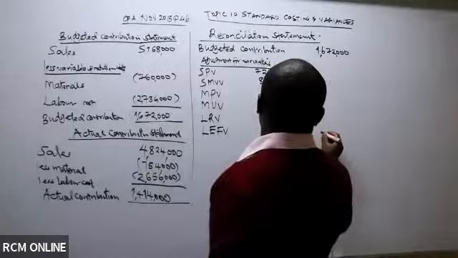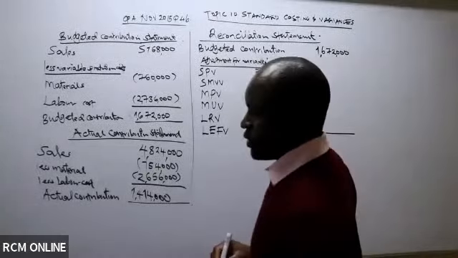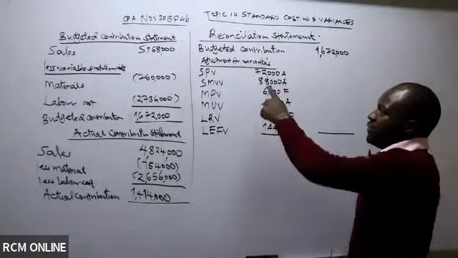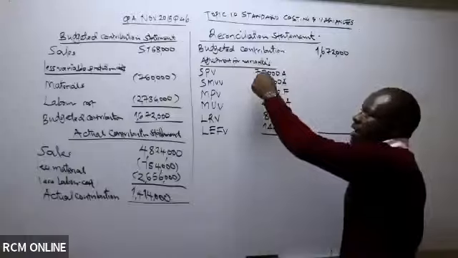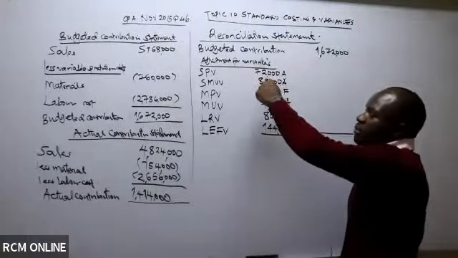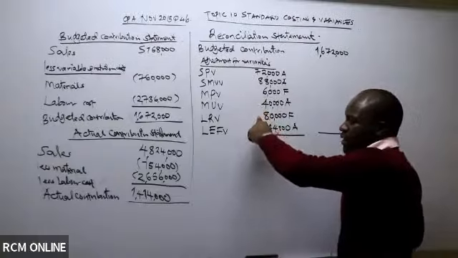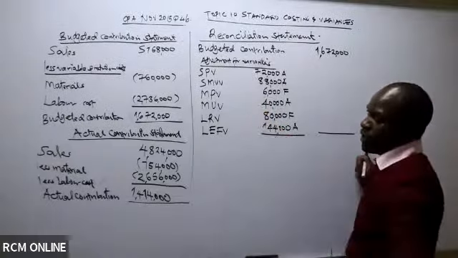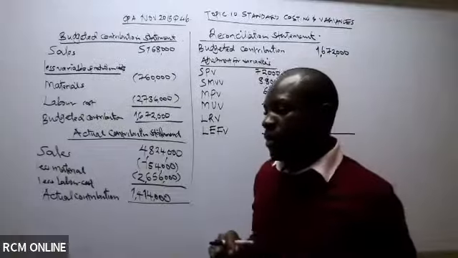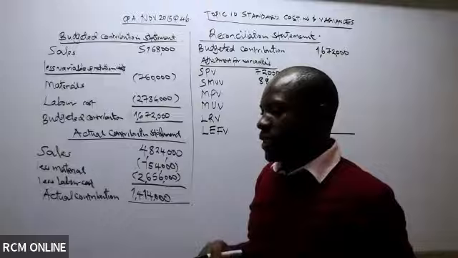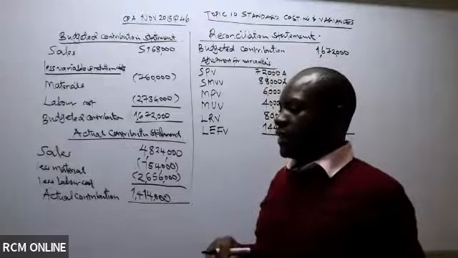Net effect of these variances. Basically take negative 72,000 minus 88,000 plus 6,000 minus 40,000 plus 80,000 minus 144,000. What are you getting? What is the net effect? 170,000. Give us the sign. Is it adverse or favorable?